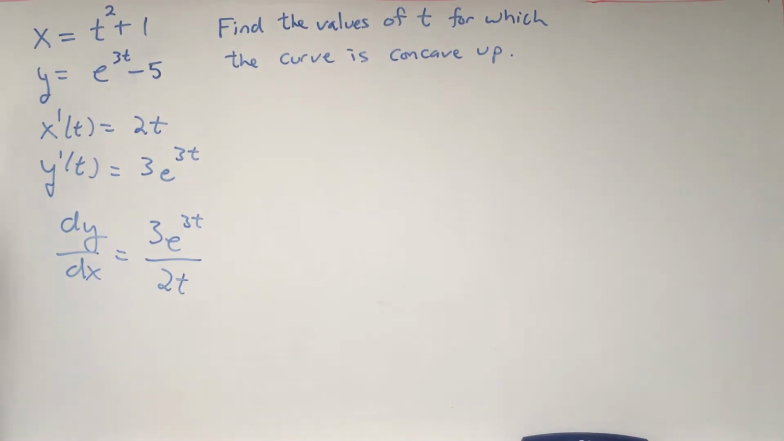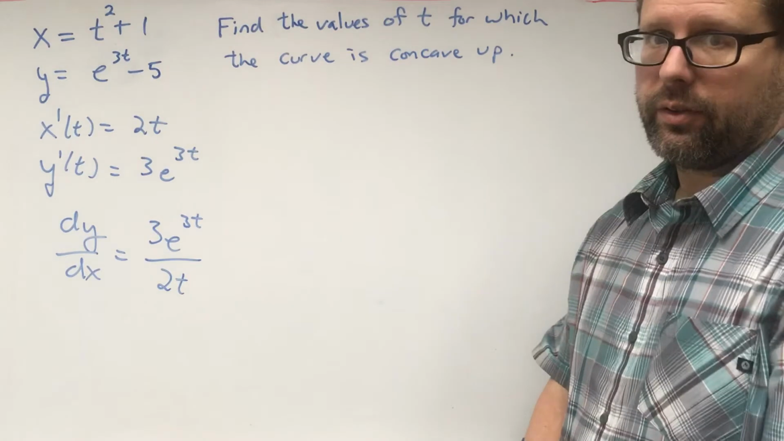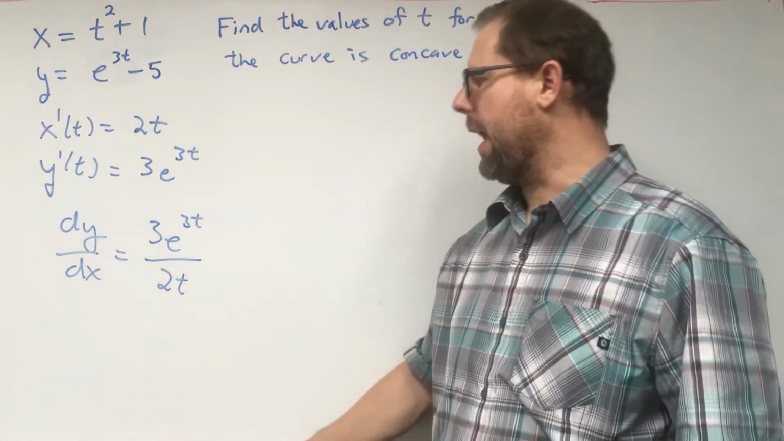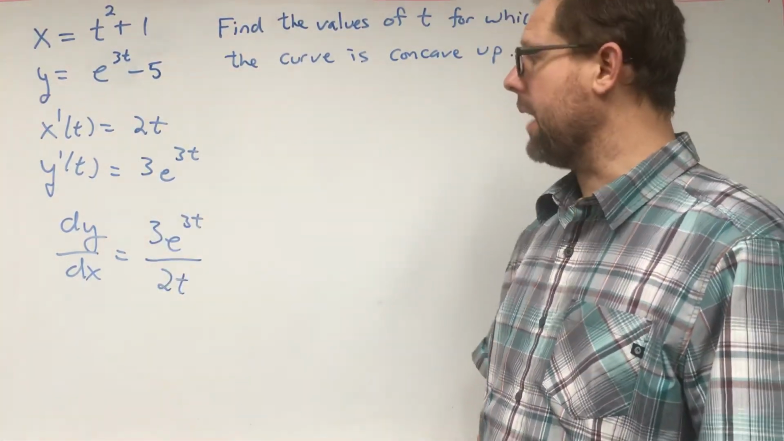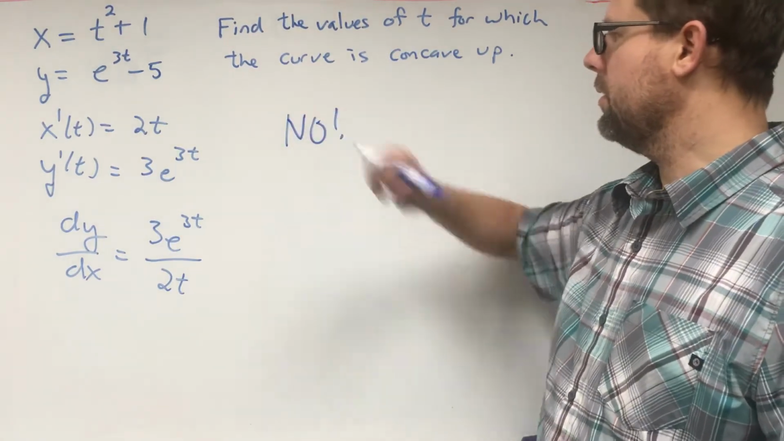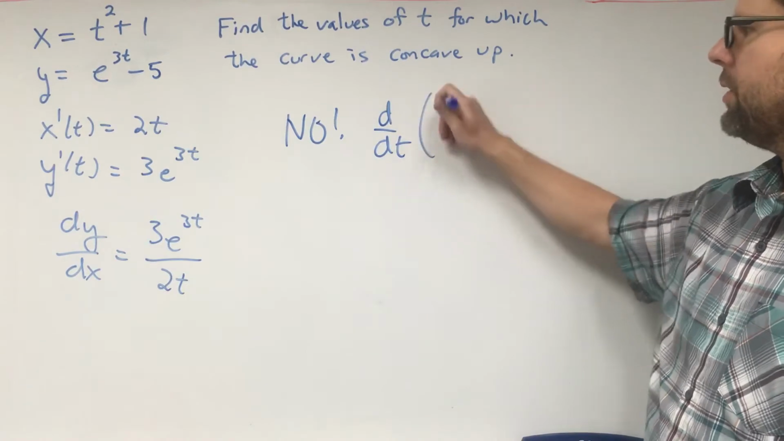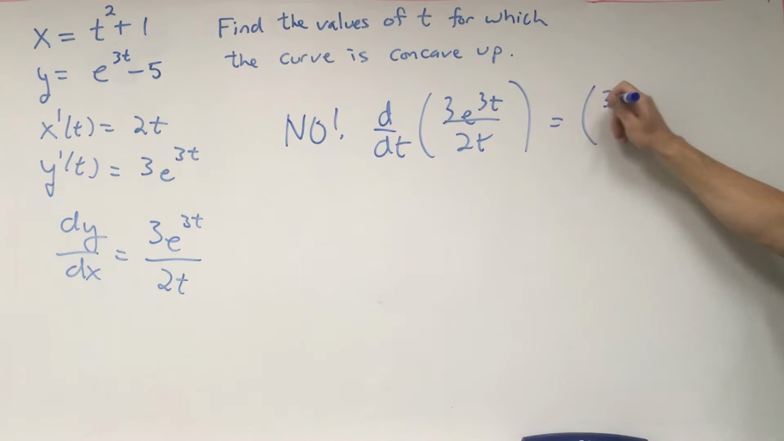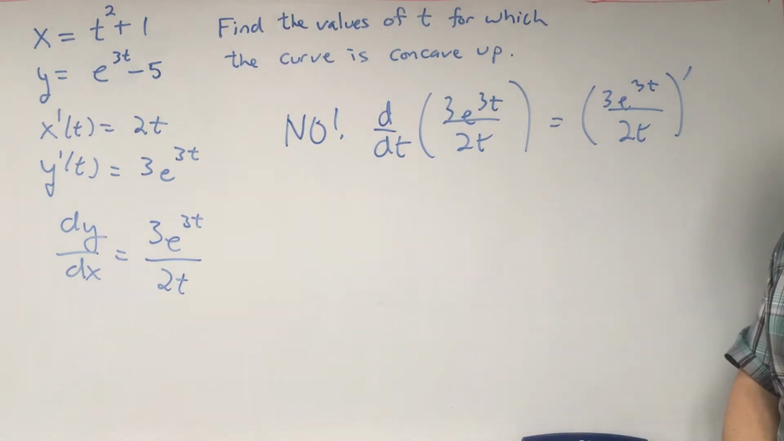So if we want to discuss concavity, we have to think about second derivatives. Let's talk about how we don't do this. First of all, some common student errors are to assume that if this is the first derivative, we just have to take the derivative of that. So let's write no to the idea of just differentiating this fellow, or if you prefer the prime notation, that's not going to do the trick.